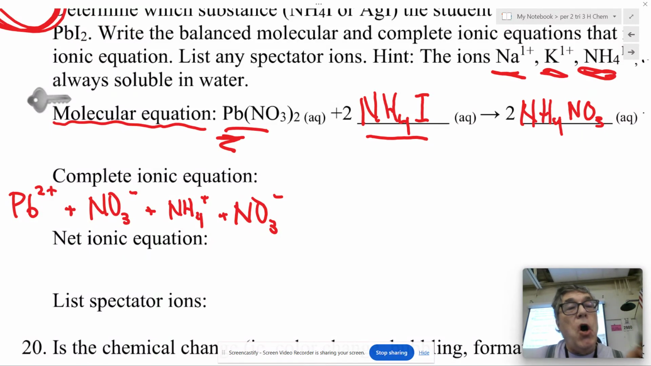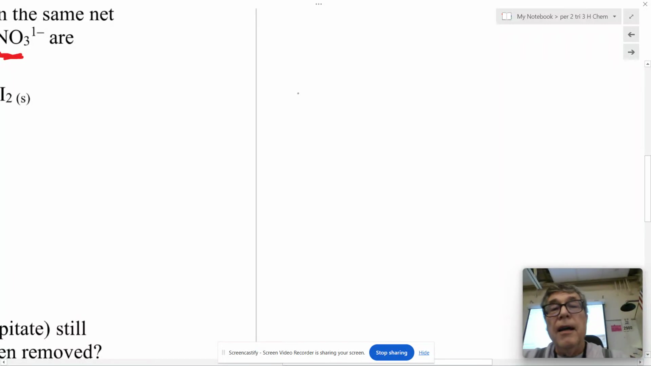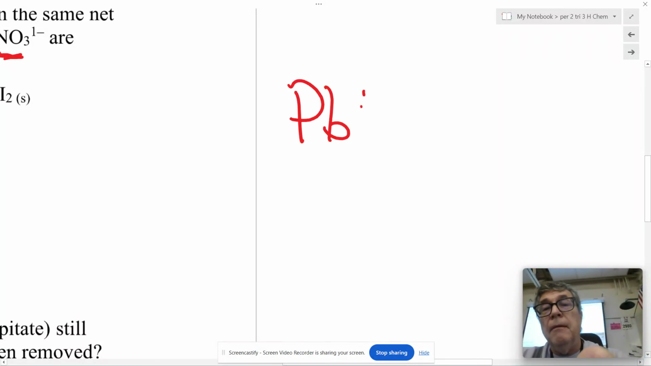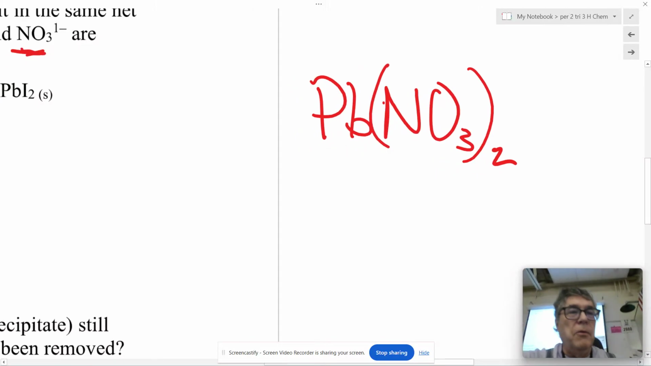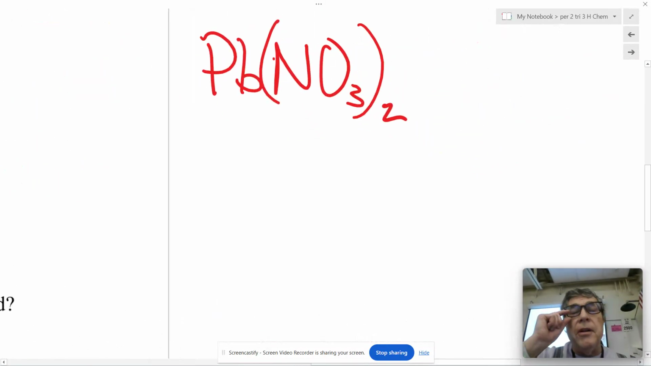How did I know that the lead was +2? You have to calculate that. Now, it's an easy calculation. You don't have to write it out. A lot of you would just do it in your head. But I'm going to go over here and calculate how I knew the charge of lead was +2. Here's the equation. Pb, NO3 twice. Yes. So you have this equation. How do I know lead is +2?